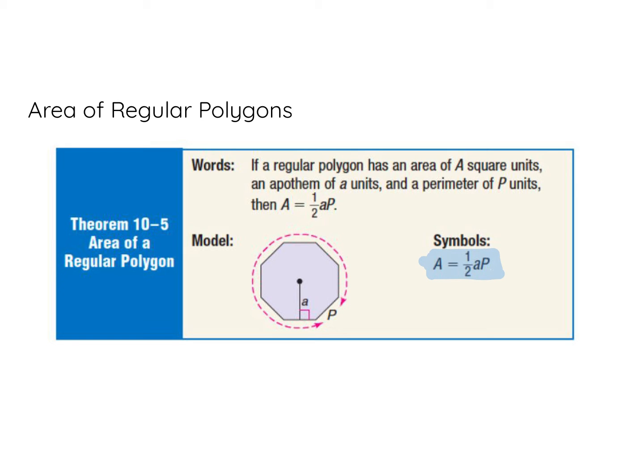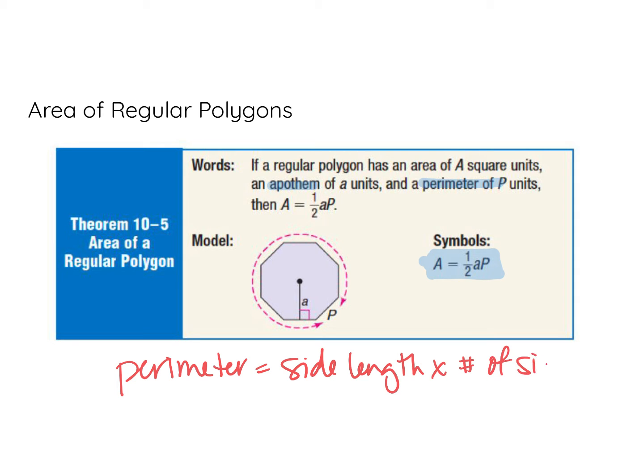All right, so area of a regular polygon, here is your formula. It's going to be 1/2 A times P. A stands for apothem, P stands for perimeter. To find the perimeter, remember you're just going to take one side length times the number of sides, and then the apothem is going to be given to you. So perimeter equals side length times number of sides.